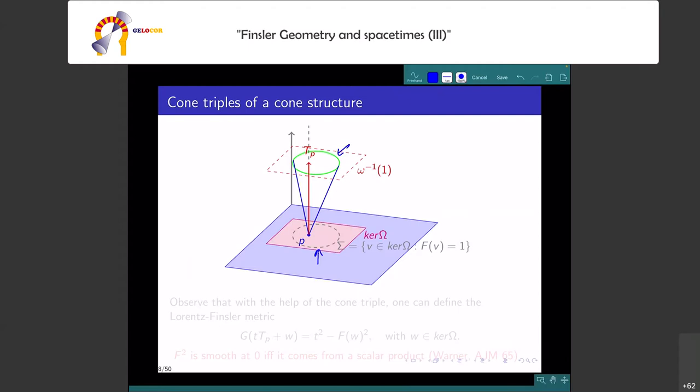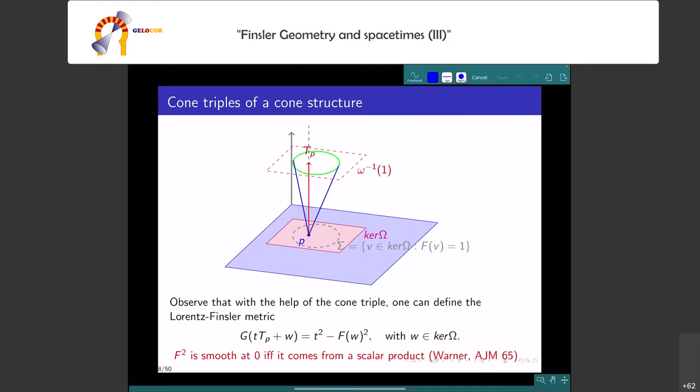You can think it is easier to think of F like this: it is the intersection of the level one of omega with the cone structure. Okay, so when you have this cone triple, then you can define a Lorentz Finsler metric in the manifold, because you have a splitting. The splitting of the tangent space is given by the kernel of the one form omega, and then the transversal vector T. T is a transversal vector to the kernel of omega, of course. And with this decomposition, you can define this metric G. The only problem of this metric is that it is Lorentzian.